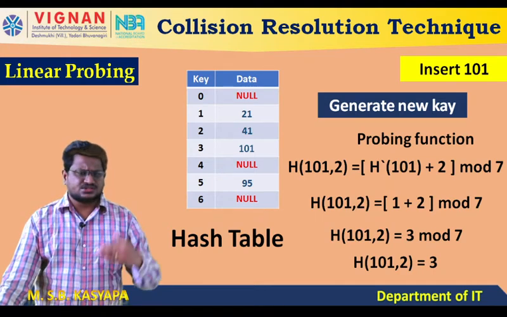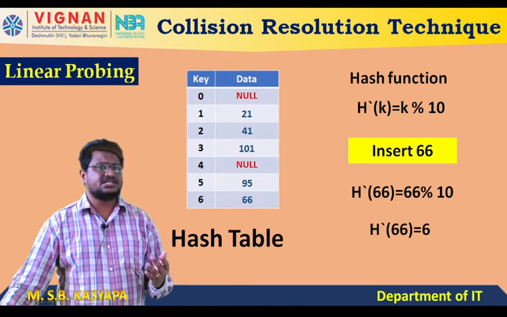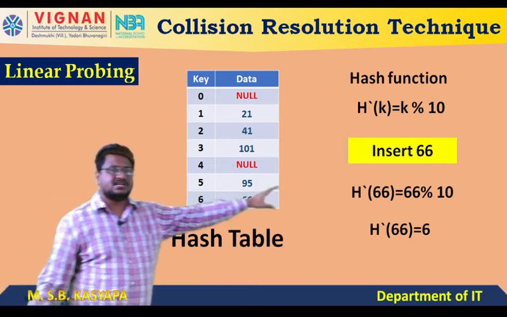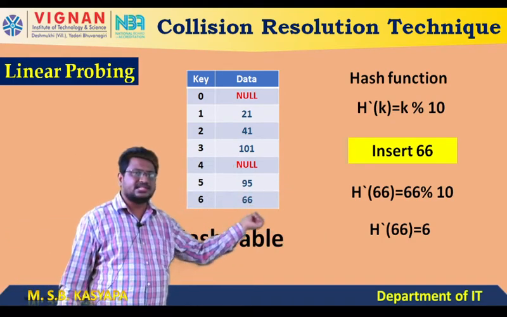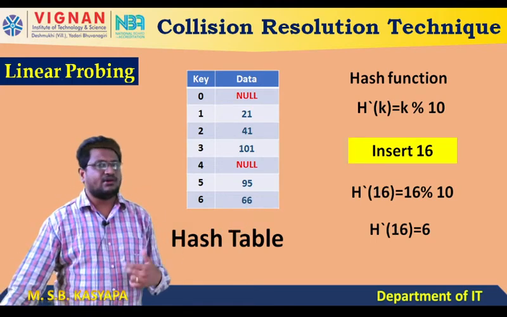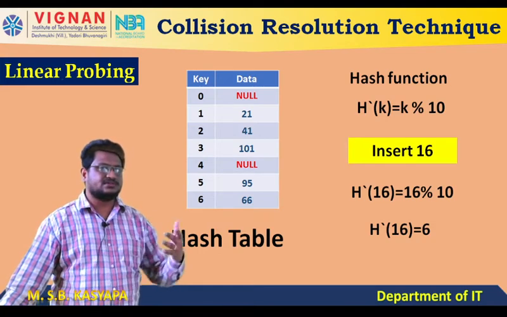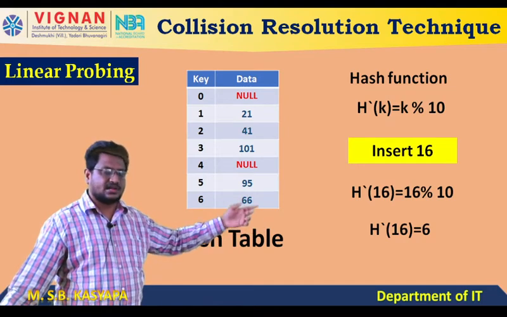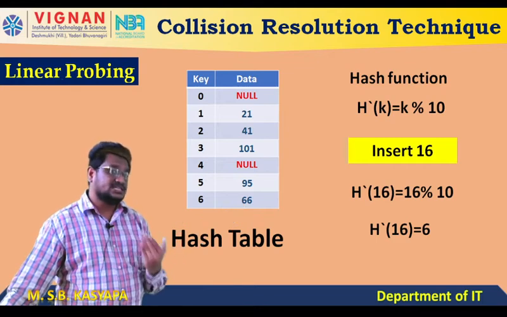Okay. Let us go through some other values. If I want to insert 66, 66 modulo 10 means the key value is 6. Initially, I do not have a value at 6, so I inserted a value at 6. So, 66. Now, if I want to insert 16, let us follow the process. Again my hash key is 6, and 6 is already available. So, then I have to generate a key.